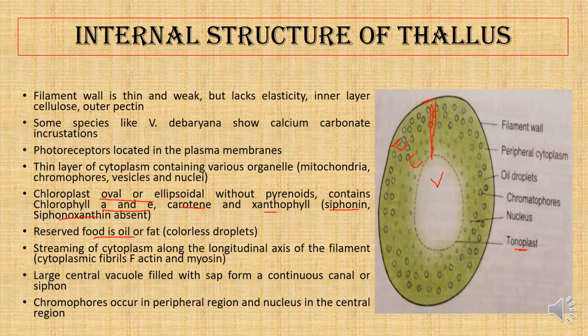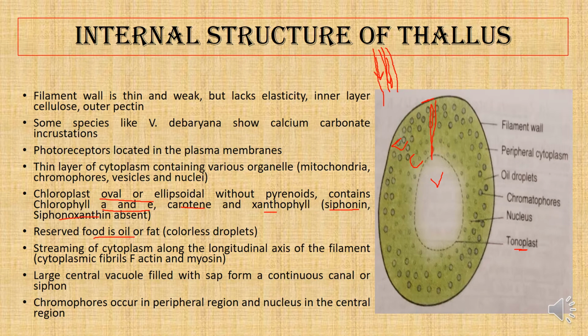One thing that is characteristic in this cytoplasm is that they have a streaming motion along the longitudinal section. This is a siphon, and this is the central vacuole. So cytoplasmic streaming is observed in the longitudinal direction, and this streaming is due to F actin, which is a cytoplasmic fibril. F actin and myosin are the cytoplasmic fibrils that help in the streaming movement, and they help in the movement of the chromatophores and the nucleus along the longitudinal section. So this was how the internal structure of the thallus looks.